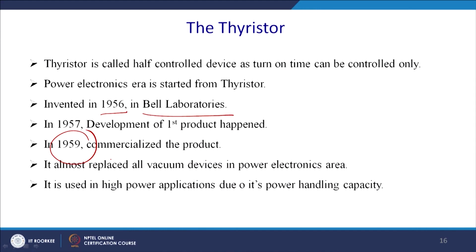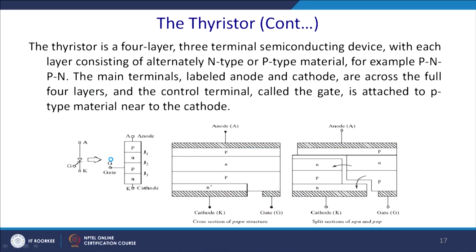So, we have said that this product was commercialized in 1960 and it has replaced thermionic emission based switches like vacuum tubes, and it is used for its high power handling capabilities. True power electronics starts with the invention and application of the thyristors. So, what essentially is a thyristor?